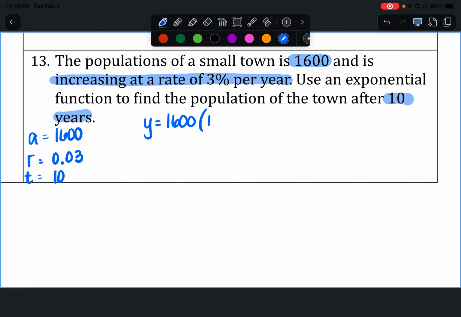Okay. Now, what are we talking about in this question? People. So that needs to be changed to? So 2,151 people.